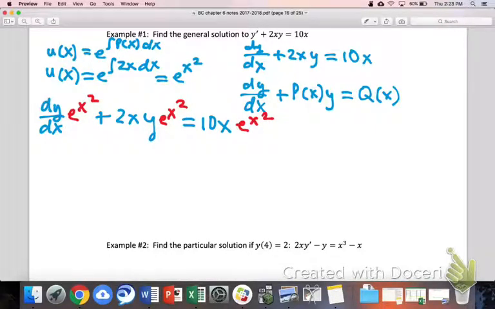Okay, so I've distributed that integrating factor. I wrote it in different colors just because it's pretty easy for this to look all jumbled up, right? There's a lot of stuff going on. You can all see it? Okay. So the right side is pretty set. And so what I'm going to do with that right side is just go back and say, okay, it's 10x times e to the x squared.